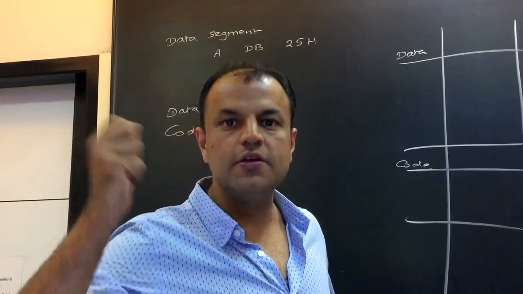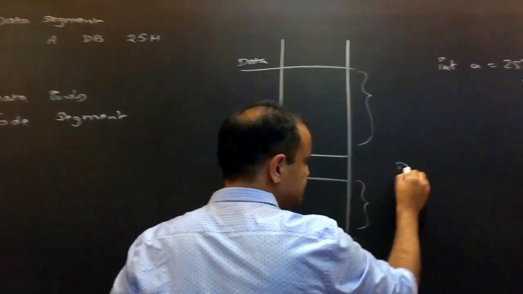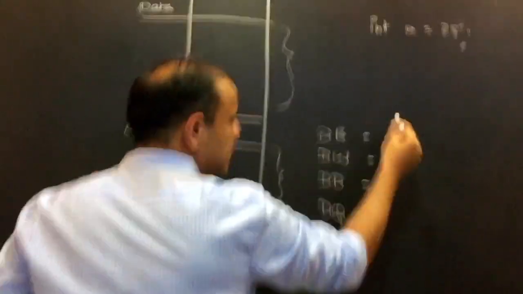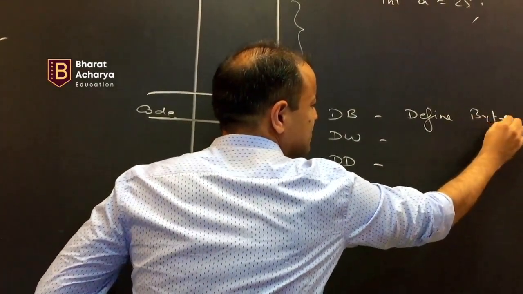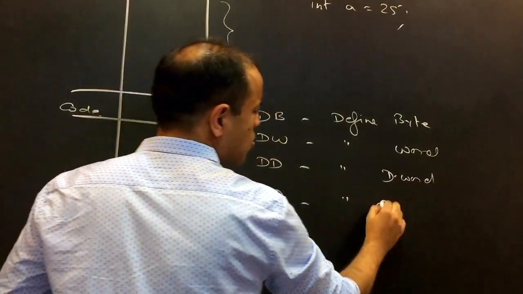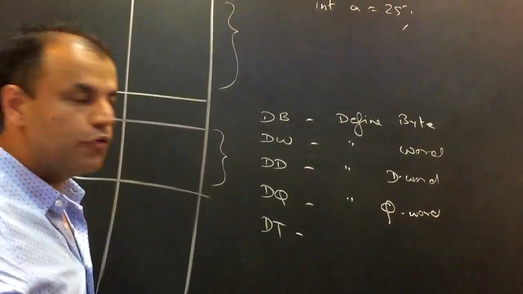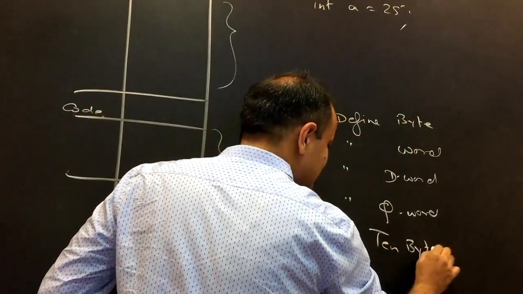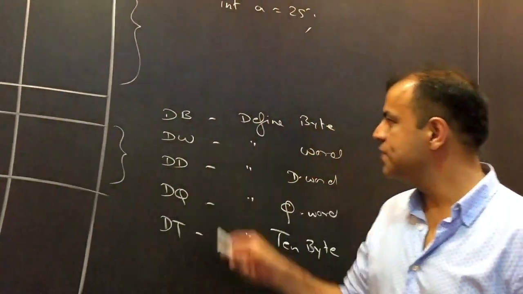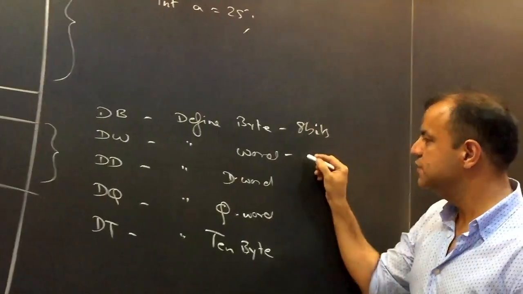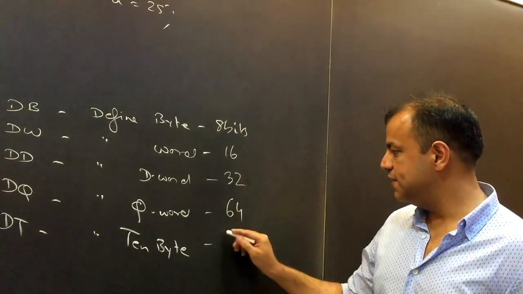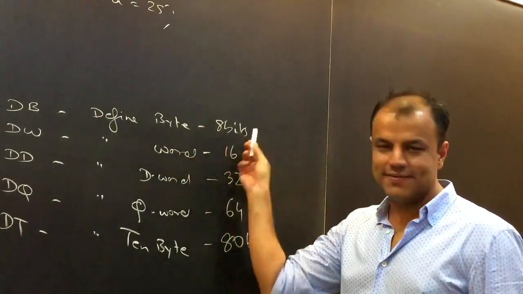There are 5 data types supported by assembly language. Look here, they are DB, DW, DD, DQ, DT. DB stands for define byte. DW is define word, DD is define double word, DQ is define quad word. Quad word means 4 words. And DT is define 10 bytes. You can say ten byte, whatever, it means the same, 10 bytes. Now, what are their sizes? Byte is 8 bits, word is 16, double word 32, quad word 64, and 10 bytes is 80 bits. You understand, right? Obviously, 1 byte is 8 bits, so 10 bytes will be 80 bits.